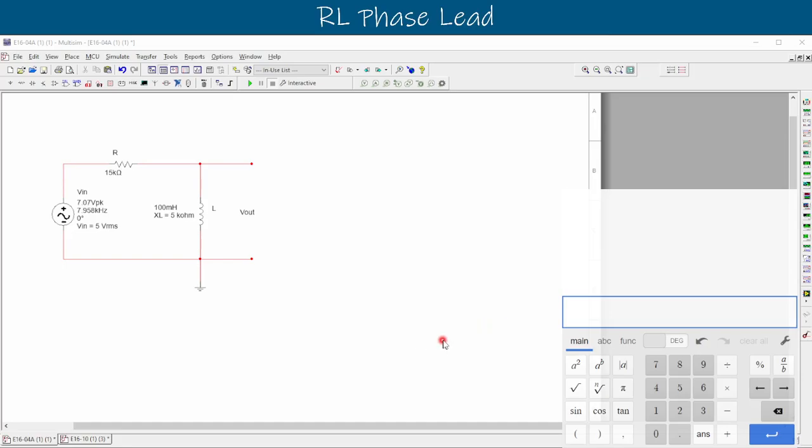Hello and welcome. In this video, we're going to look at how to measure the phase lead of this RL series circuit. So the phase lead is the difference between the source voltage and the voltage drop across the inductor. So that's what we're going to do. We're going to grab our oscilloscope.